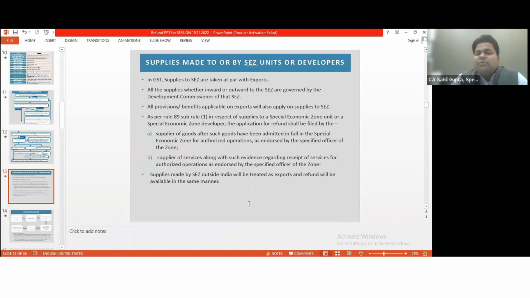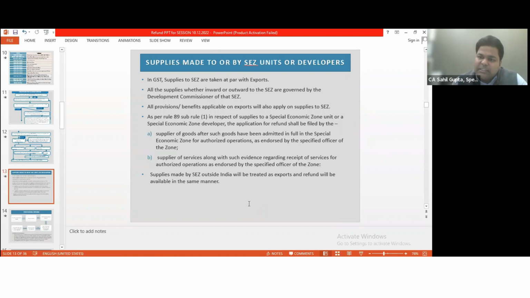Now we come to supplies made to or by SEZ units or developers. In GST, supplies to SEZ are taken at par with exports. Basically, zero-rated supplies are defined as exports as well as supplies to SEZs. So the government has specified an area as a special economic zone, and if we are supplying to that zone, it is treated as if those areas are not in India. Those are outside India. So those areas and foreign areas are taken at par.